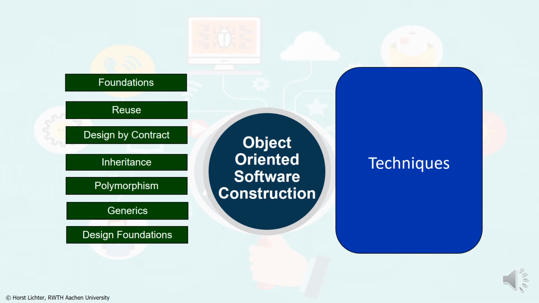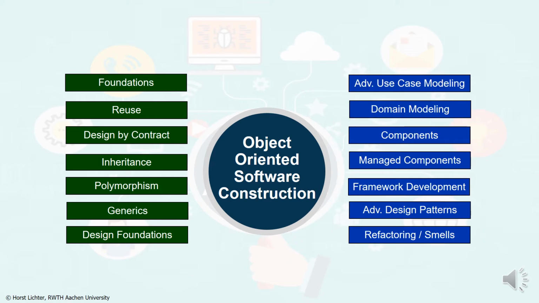In the second part, we focus on concrete software construction techniques. Here we start with a comprehensive look at use case modeling. We then introduce some techniques for modeling the problem domain, followed by an introduction to component-based software development. Next, we focus on the design and use of application frameworks before introducing some important and advanced design patterns. The last chapter introduces the concepts of code and design smells and corresponding refactoring approaches. Let us now take a brief look at all these chapters.